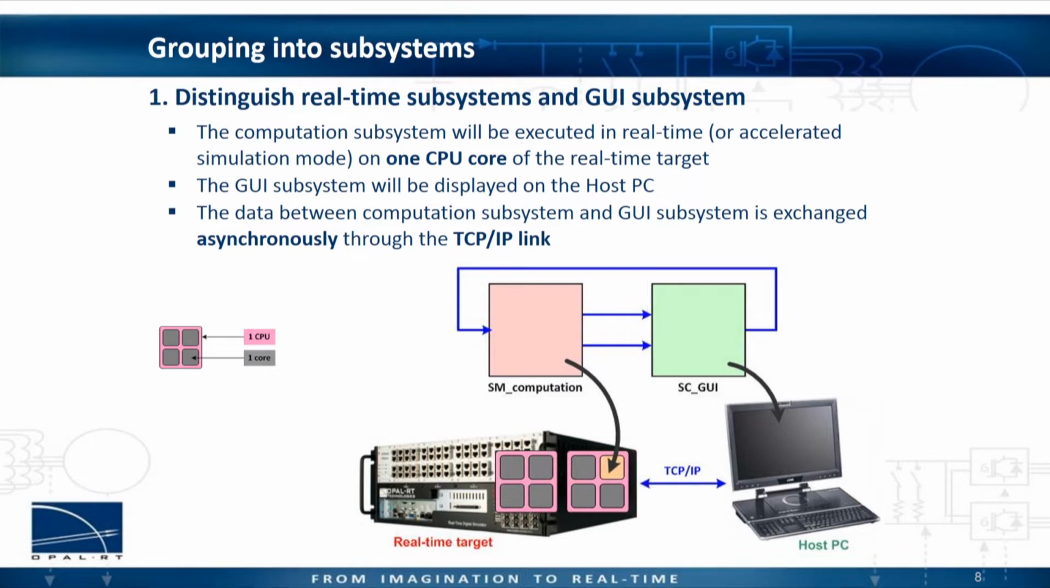Why are we separating the displays and scopes? Because we want to have access to those results during real-time execution, and where will we be accessing these values? On our host PC. There is no way to access the real-time platform if you don't have a host PC. So the GUI subsystem will be running on a host PC, and the computation subsystem will be running on the cores of the target PC, and they will asynchronously communicate through TCP/IP communication.